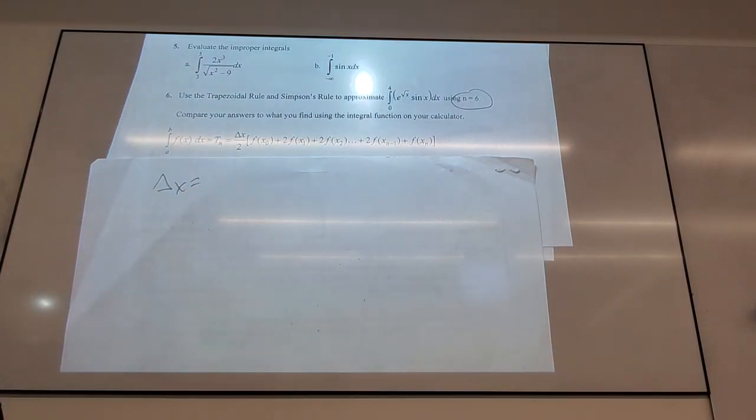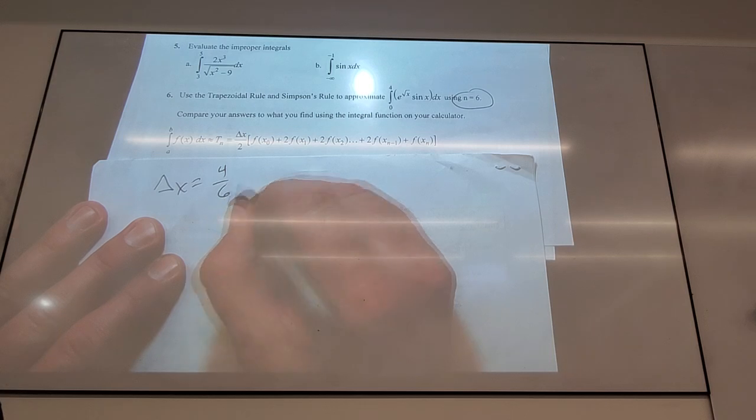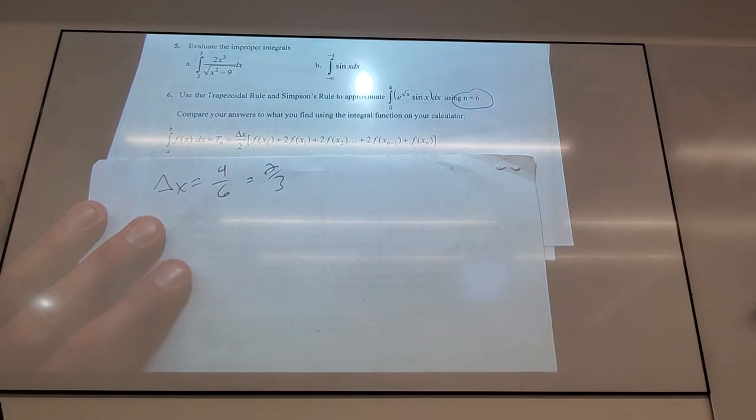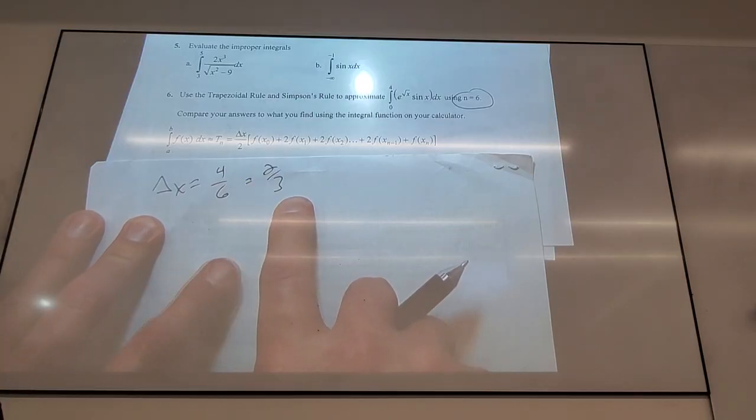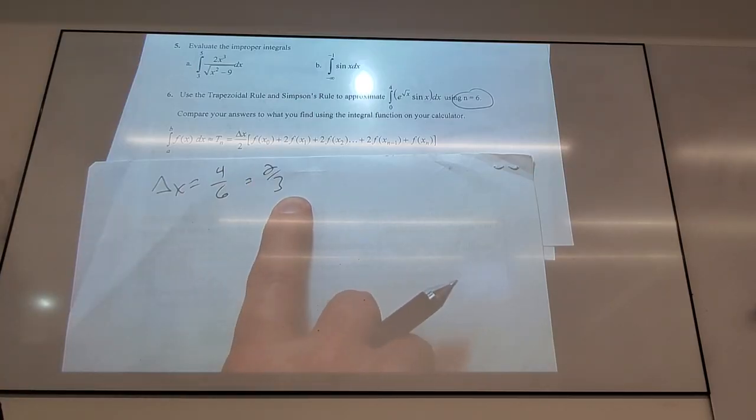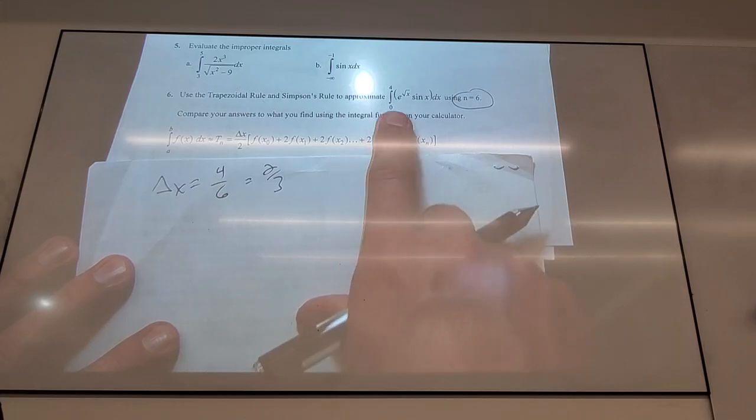4 minus 0 over 6, so each one's going to be 2/3 wide, times 1/2. Don't worry about that. Delta x is 2/3. Yes? Now, unless I ask you to, don't graph the thing.